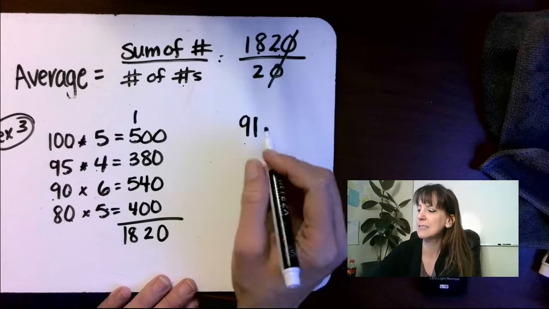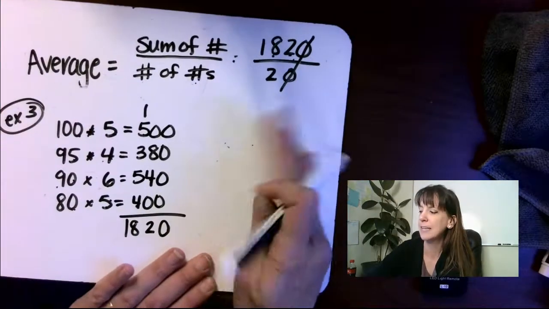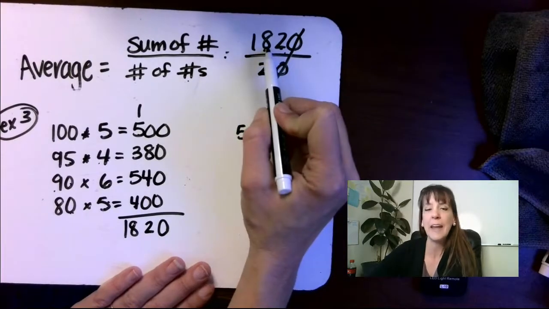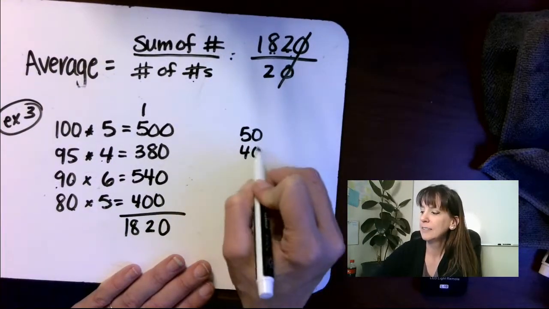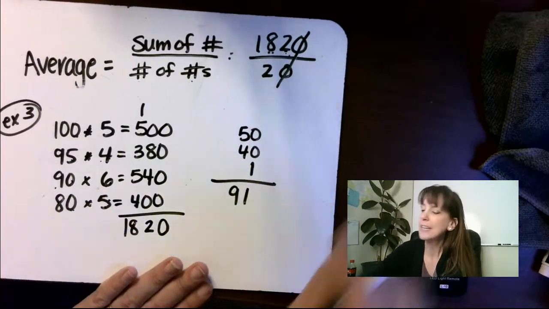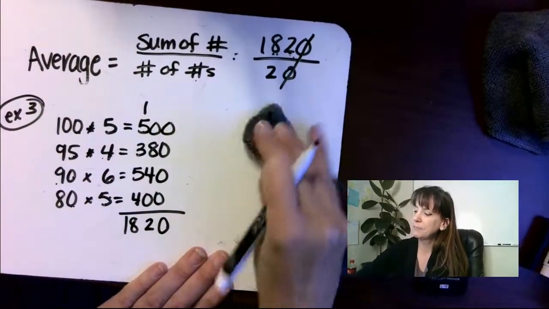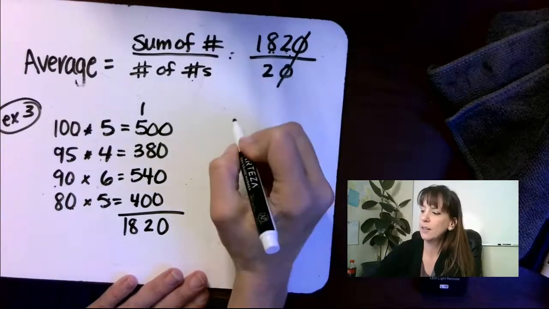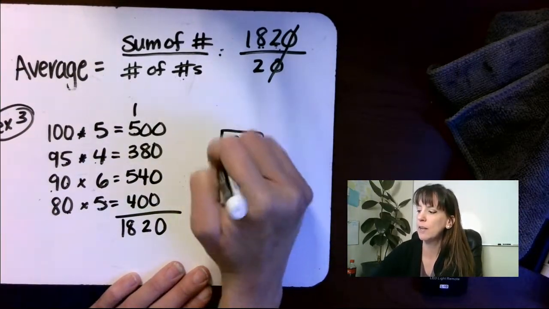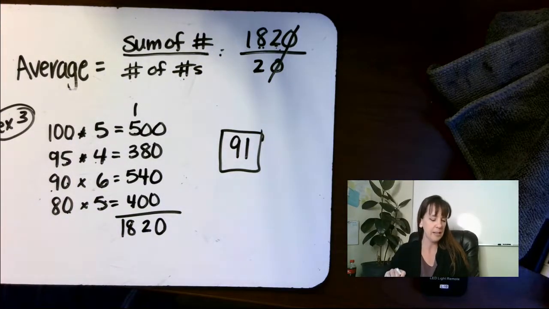Hopefully that makes sense. Another way that you could do that mentally is half of 100 is 50, half of 80 is 40, half of 2 is 1. So that will give me 91. So the average is, when you take 182 divided by 2, you get the average of 91. That would be your average, okay? The class average was 91. You could say that as a sentence.